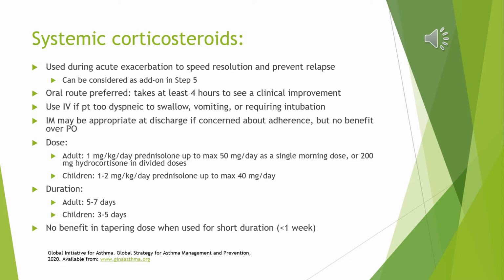Another class of agent that you may see in the treatment of asthma exacerbation is systemic corticosteroids. So these are used during acute exacerbation to speed the resolution and to prevent relapse. These can also be considered as an add-on in step 5. The oral route is preferred, but it takes at least 4 hours to see a clinical improvement.